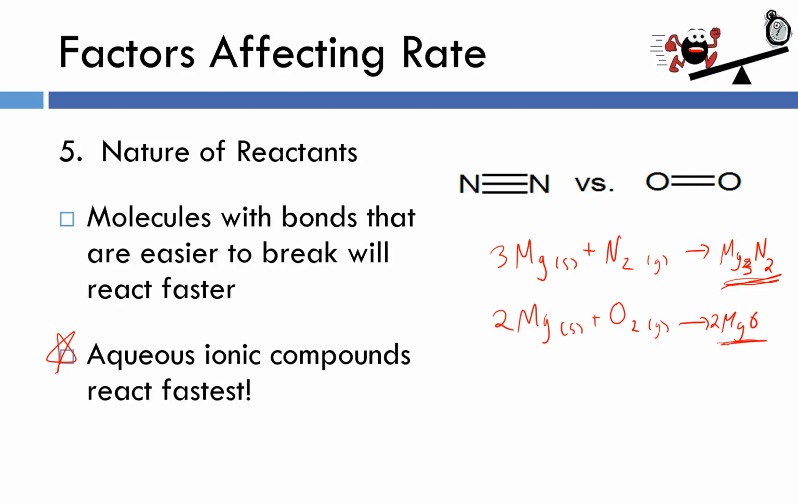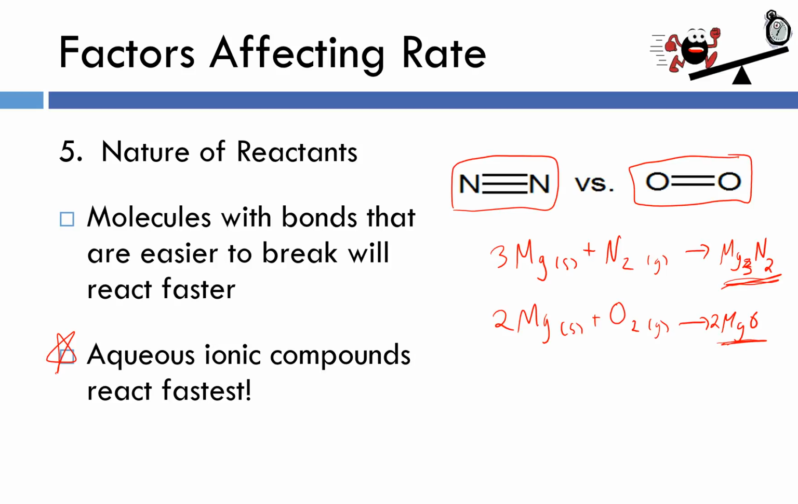But if you take a look at the nature of the reactants, we have N2 and O2 up here. We didn't really talk about bond energy in this course, but using a little bit of common sense, what do you think is going to be easier to break, a double bond or a triple bond? Hopefully you're thinking double bond.